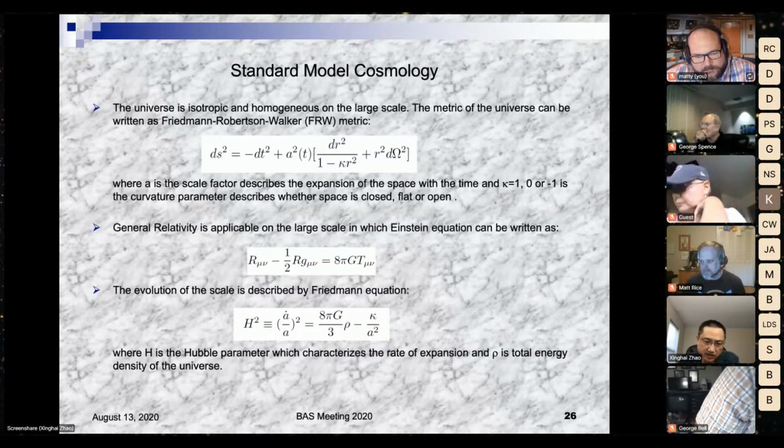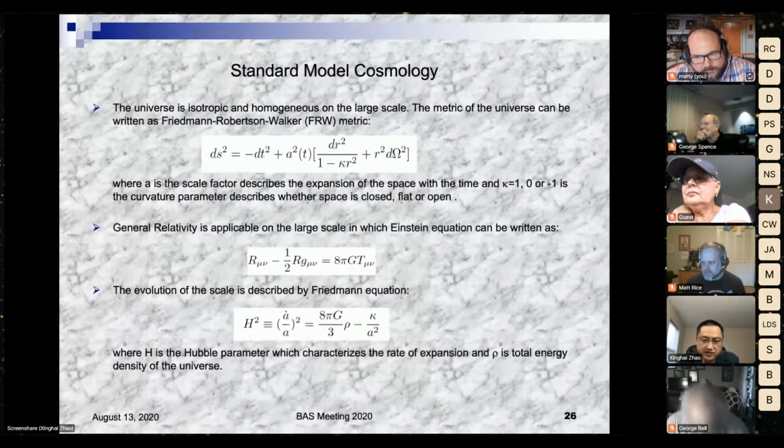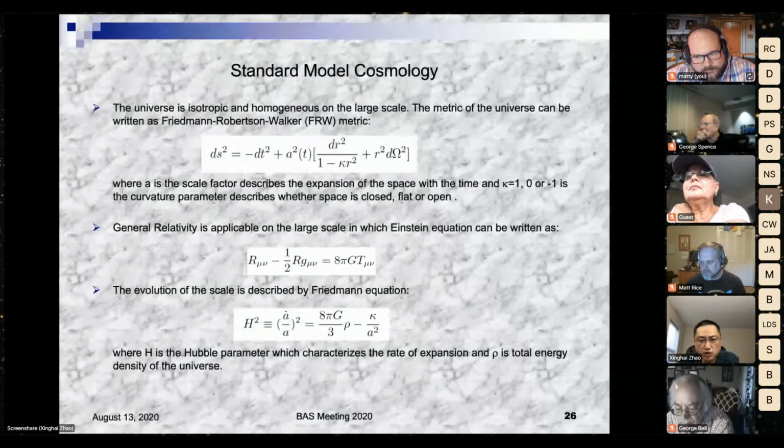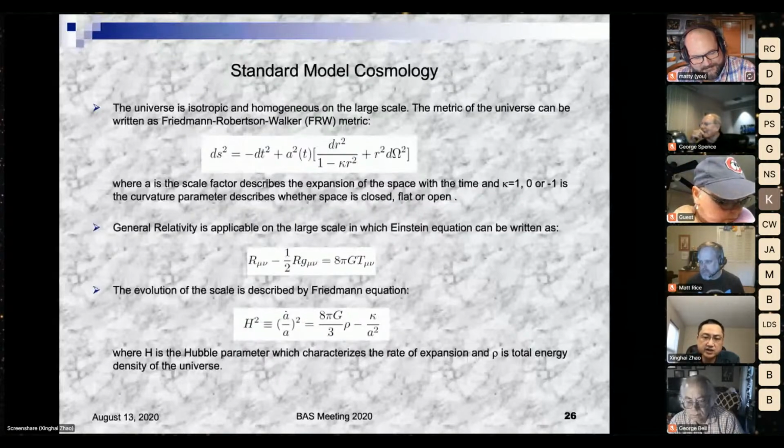So H is called the Hubble parameter. A dot means the time derivative of the size of the universe, divided by A, and then squared. The right side is 8 pi G, where G is just the gravitational constant, divided by 3, and rho is the density of the universe, minus kappa, which is the geometry of the universe. For now, we just believe kappa is 0, so our universe is flat, divided by A squared.